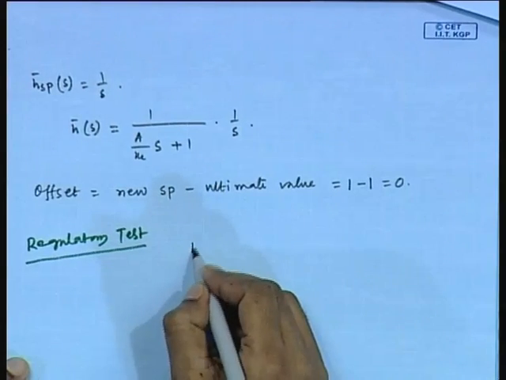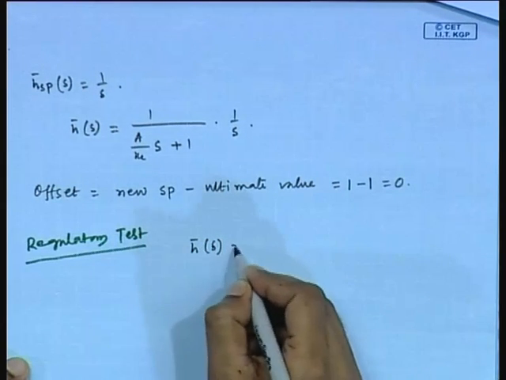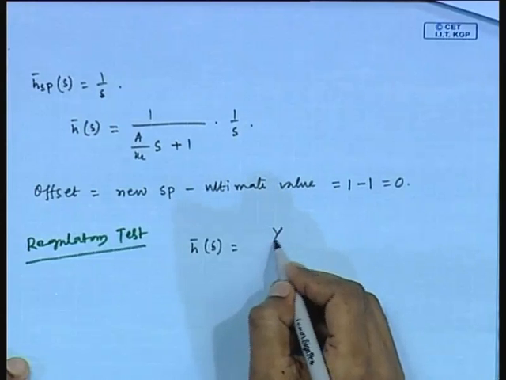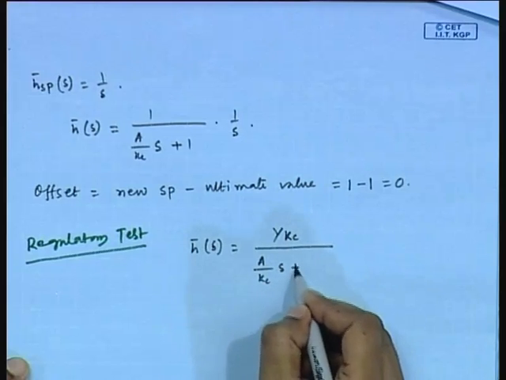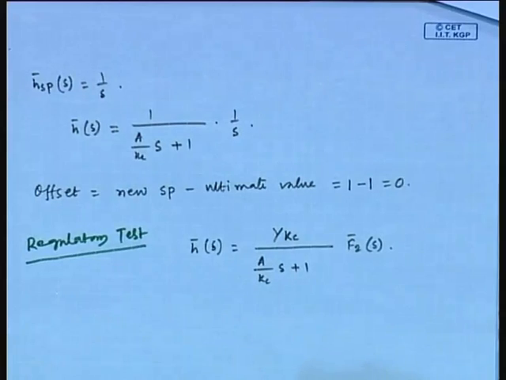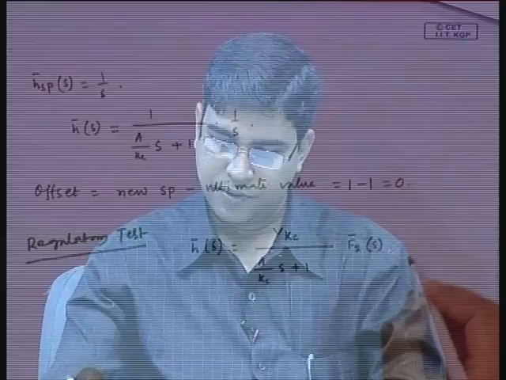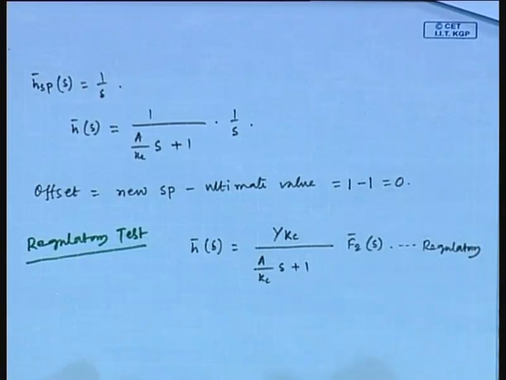Our closed loop transfer function is H bar s equals 1 by Kc divided by (A by Kc s plus 1) F2 bar s. This is the closed loop transfer function for the integrating system when there is no change introduced in the set point. So, this is for the regulatory case, fine.